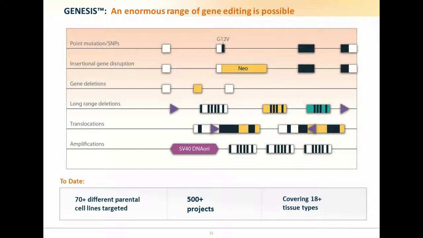You can do long-range deletions. We've been able to take out 100 megabases of a chromosome in one shot. Translocations, we have the EML4-ALK translocation as an example of engineering that was done here in-house. And amplifications is another area where the technology has been applied. So to date, we've done over 70 different parental cell lines, over 500 projects, and that covers 18 different tissue types.